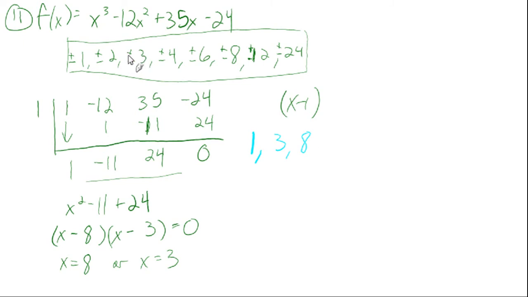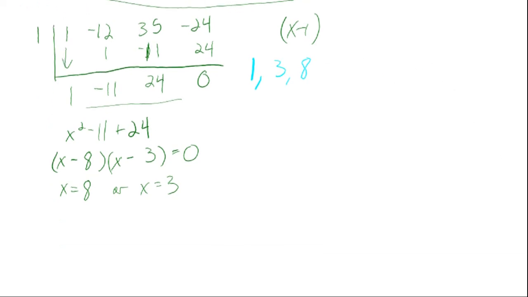And look right there. 3 is a possibility, and 8 is a possibility. 1 was one that we guessed, and it worked out. So there you go. You can see that we were in the original list. The rational zero theorem was correct. Alright, next we are going to do number 16.